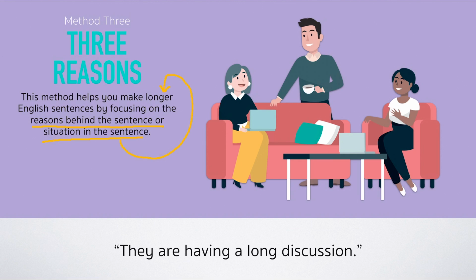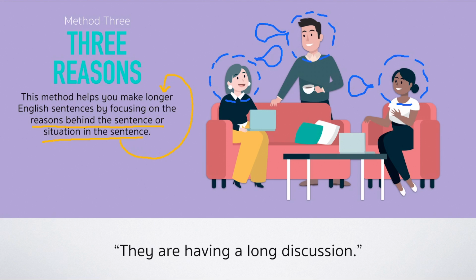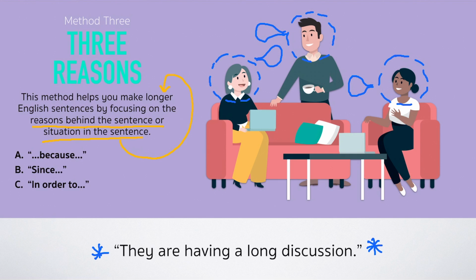So again, in this situation, we see that there is a woman and there's a man in the center, and there's also another woman on the right side, and it looks like they are talking to each other, okay? They're talking about something that is going on. Let's close that up right there, all right? So the sentence is, they are having a long discussion. All right, very simple sentence. So looking at this method, we have A, B, and C right here. So we can use because, since, and in order to.